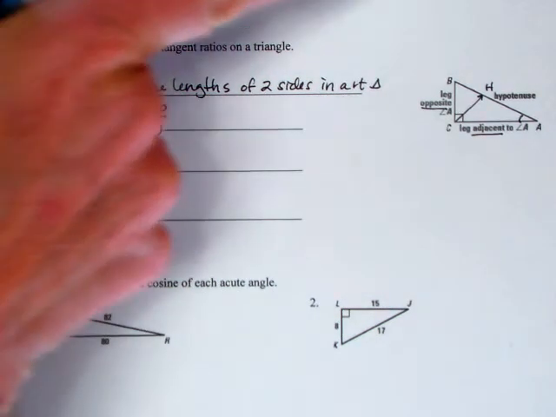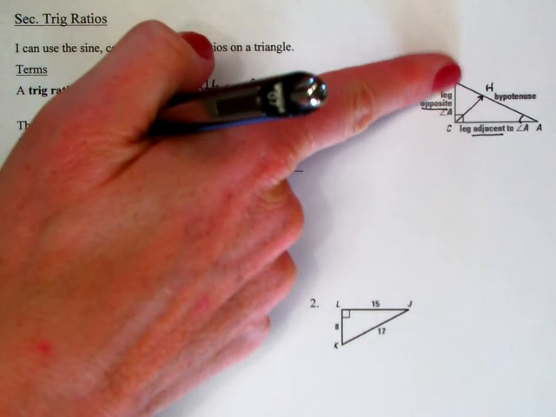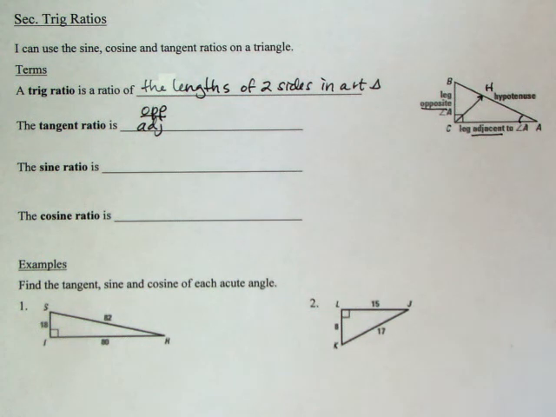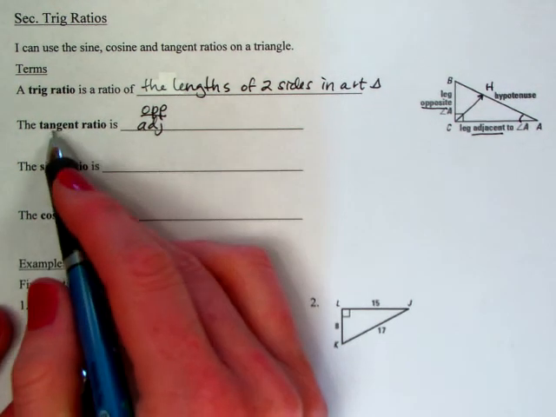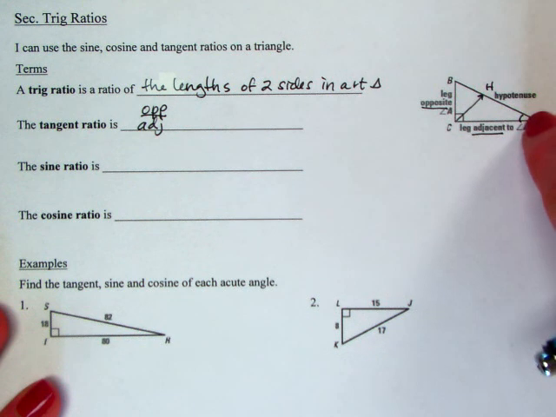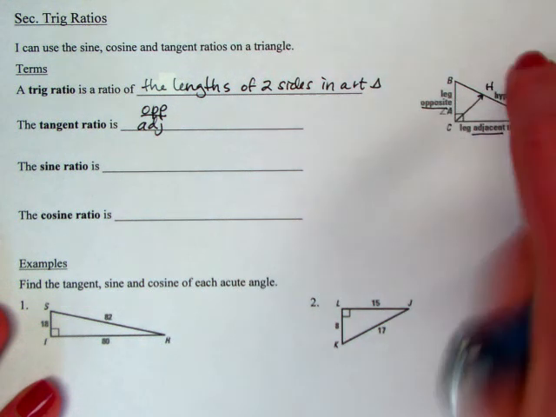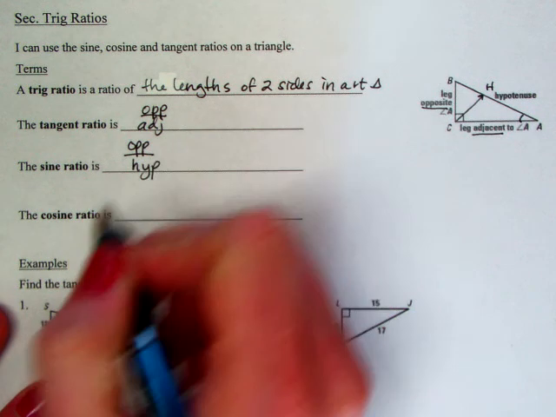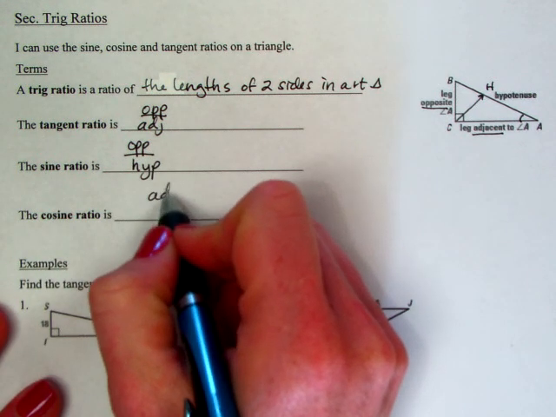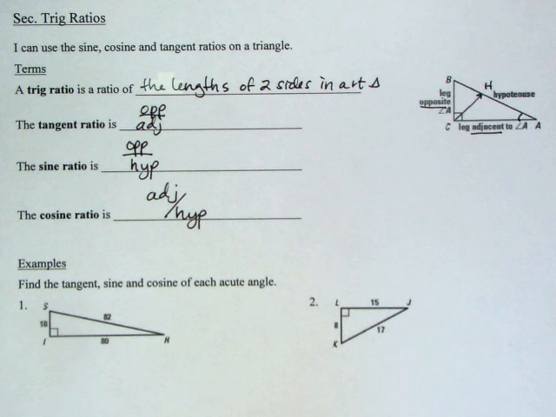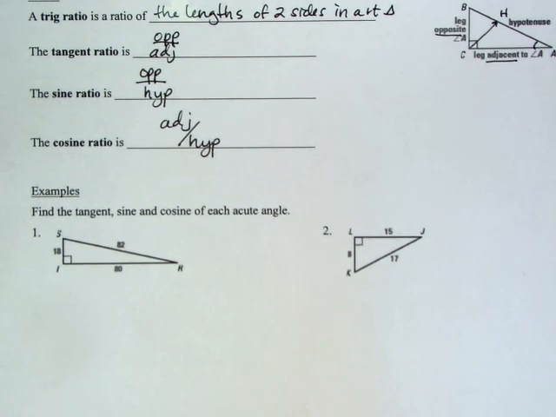If we were talking about coming from angle B, they would be flip-flopped. This guy would be opposite. This one would be adjacent. So it matters which angle you are coming from. So opposite over adjacent is tangent. Sine, again, if I was coming from A, sine is opposite over hypotenuse. And the last one, cosine, is adjacent over hypotenuse. And mainly today what we're going to be doing is just setting up each of those three trig functions.